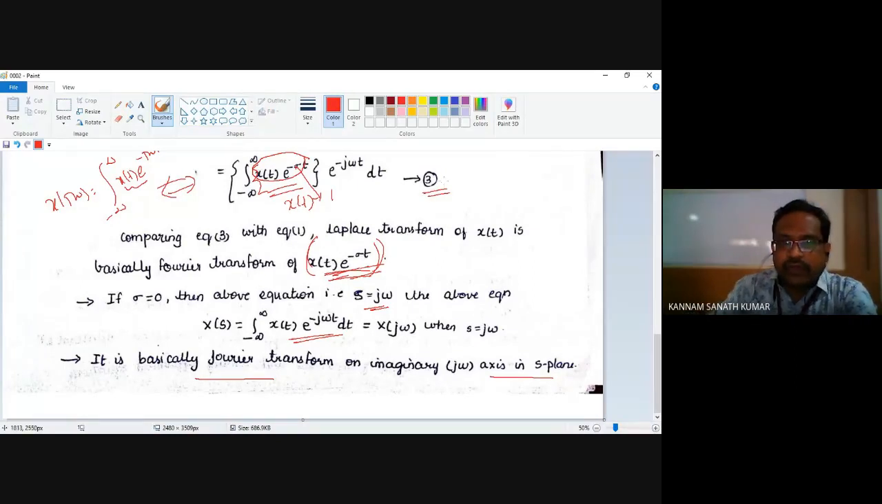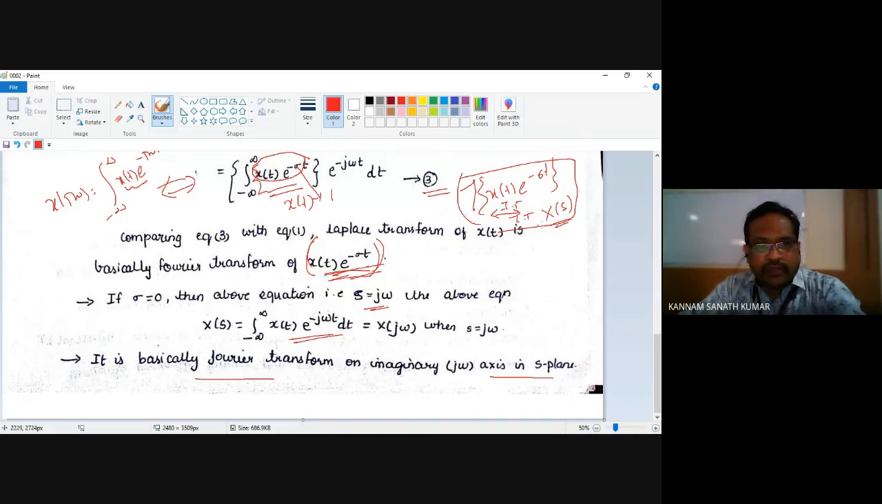So when you apply the Fourier transform to x of t times e power minus sigma t, you will get X of s. This is the relationship between the Fourier transform and Laplace transform.